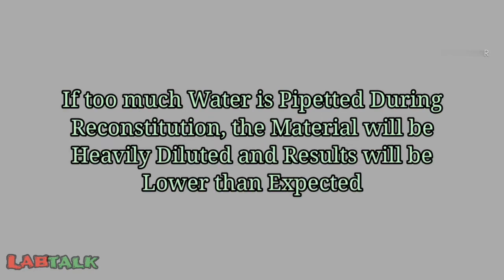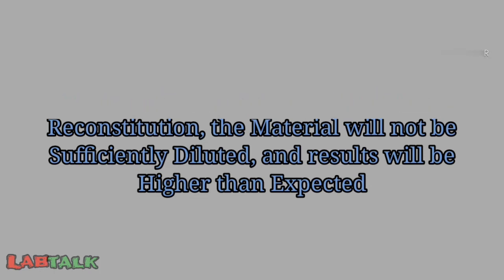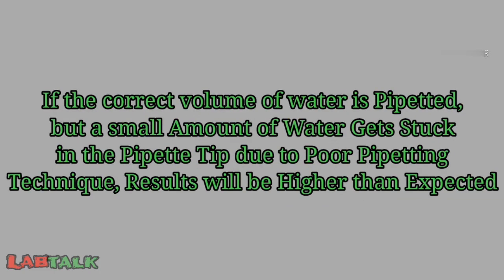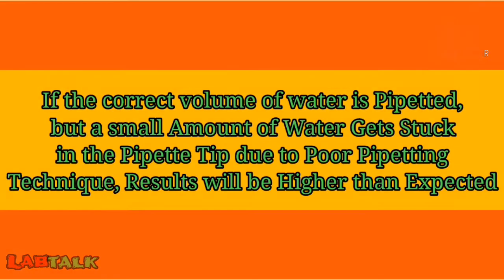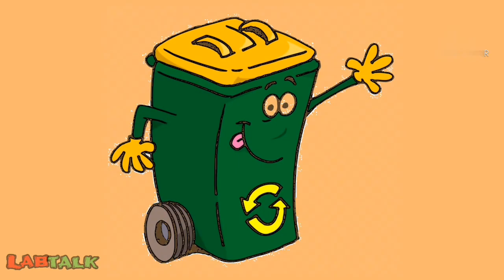If too much water is pipetted during reconstitution, the material will be heavily diluted and the results will be lower than expected. If too little water is pipetted, the material will not be sufficiently diluted and the results will be higher than expected. If the correct volume of water is pipetted but a small amount of water gets stuck in the pipette tip due to poor pipetting technique, the result will be higher than expected. If a lyophilized control has been reconstituted incorrectly, the content of the vial will be wasted. It is therefore important that controls are reconstituted with care.